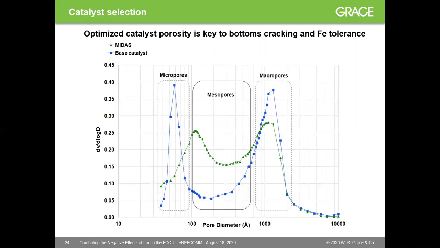Selection of a cracking catalyst with proper underlying fundamentals is key for both bottoms cracking and iron resistance. Compared to the base catalyst, Midas catalysts, as shown here, are richer in mesopores that serve to optimize hydrocarbon diffusion by more than a factor of 2. At the same time, Midas catalysts minimize smaller micropores, which are diffusion hindered. Cracking that occurs in those small micropores increases gas and catalytic coke due to diffusion limitations.